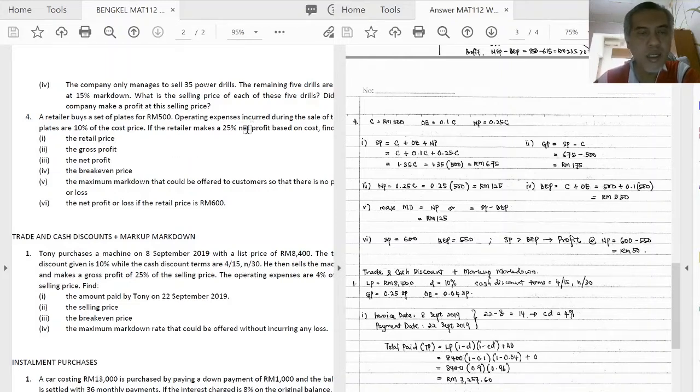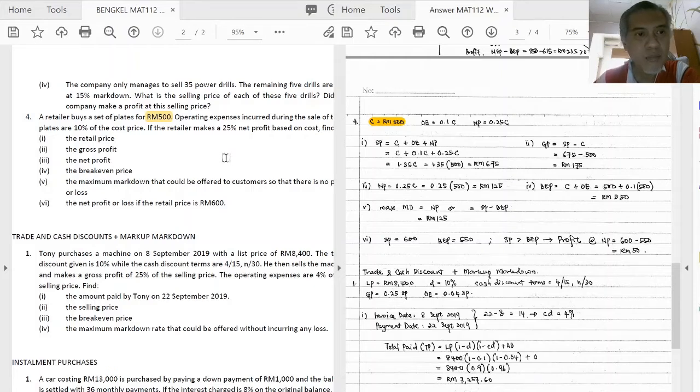So again, as I mentioned earlier in my previous videos, the first thing that you need to do is to identify the given information. So in this case, the first information that you see in the question itself is that the retailer buys a set of plates for 500 ringgit. Okay, so this is the first information, 500 ringgit. So this refers to the retailer buying the set of plates. So this is the cost of the retailer to obtain the plates. So that means we have the cost over here to be equal to 500 ringgit.